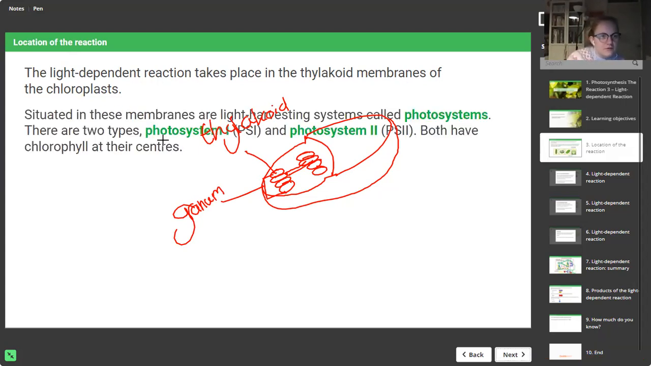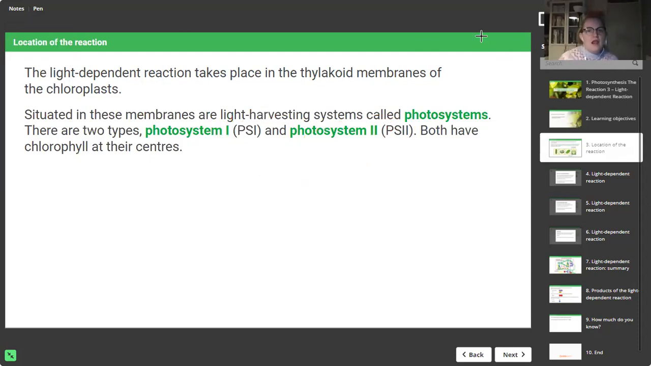Okay, let me try and get rid of. So situated in these membranes are light harvesting systems called photosystems. There are 2 types of photosystems. We have photosystem 1 and photosystem 2. And both have chlorophyll at their centres. You'll often see them referred to as just PS1 and PS2. And we'll look at them in a bit more detail in a second, so don't worry about them too much.